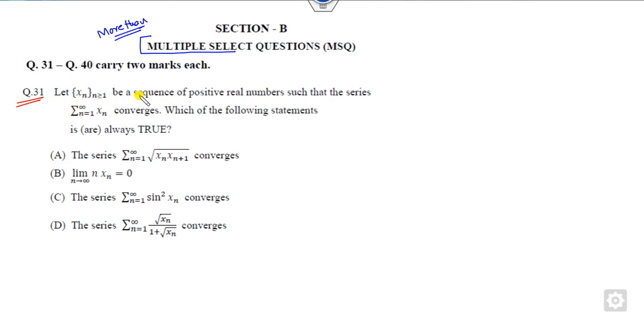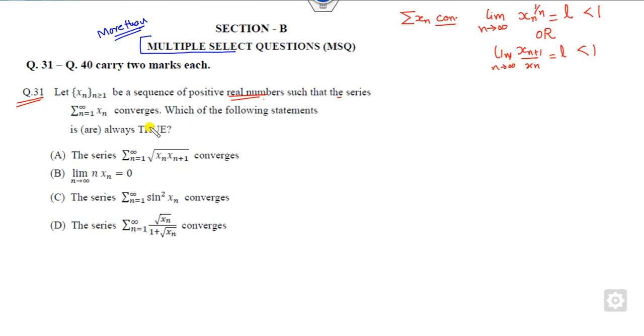What is given to you? A sequence of positive real numbers such that the series converges. What is the meaning of that when the series is convergent? It means if you take the limit of x(n+1) upon xn as L, then L should be less than 1. That's the meaning of convergent.